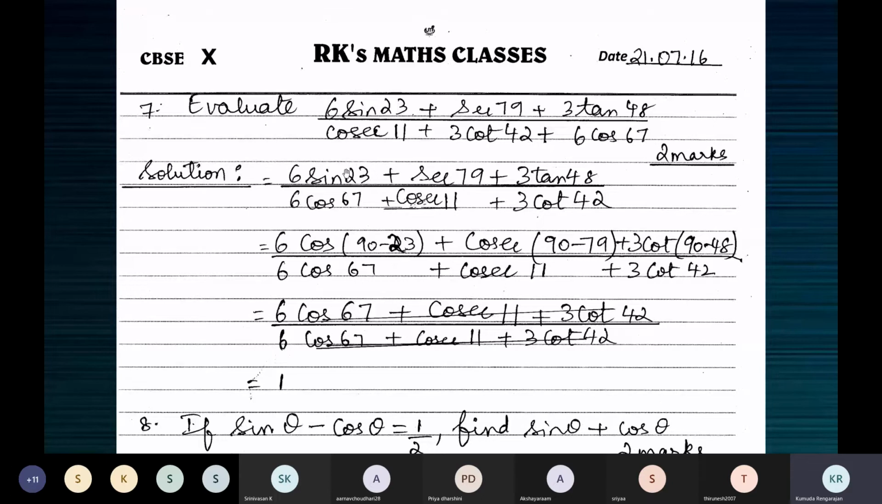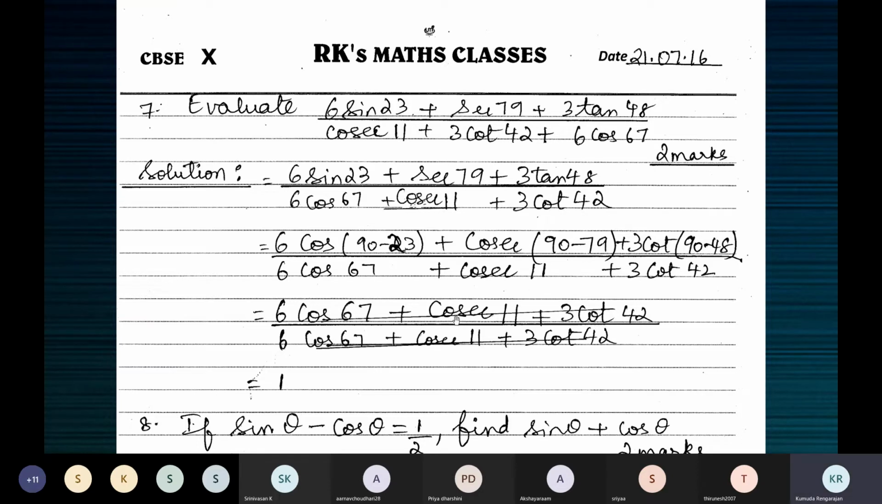So you can see the end results. Sine 23 has now become cos 67. Check if you're right. Sine has become cos, and 23 has become its complement 67. It's correct. Secant 79 has become cosecant 11; secant has become cosecant and 79 becomes its complement 11. Similarly, tan becomes cot and 48 becomes its complement 42. Complement means 90 minus 48. The sum of the two angles should be 90. 48 plus 42 is 90.